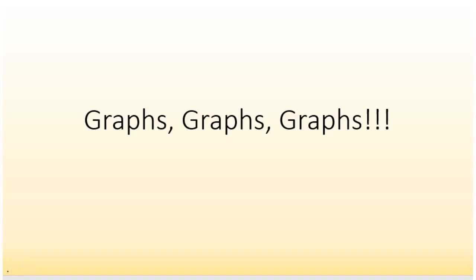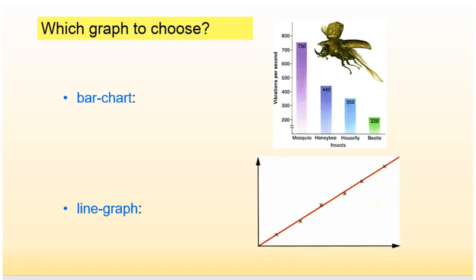This is a video on how to choose a graph, and graphs are something we use an awful lot in biology. Basically, the two main types of graphs you will be using are bar graphs and line graphs, but it's a bit hard to figure out which one to choose.